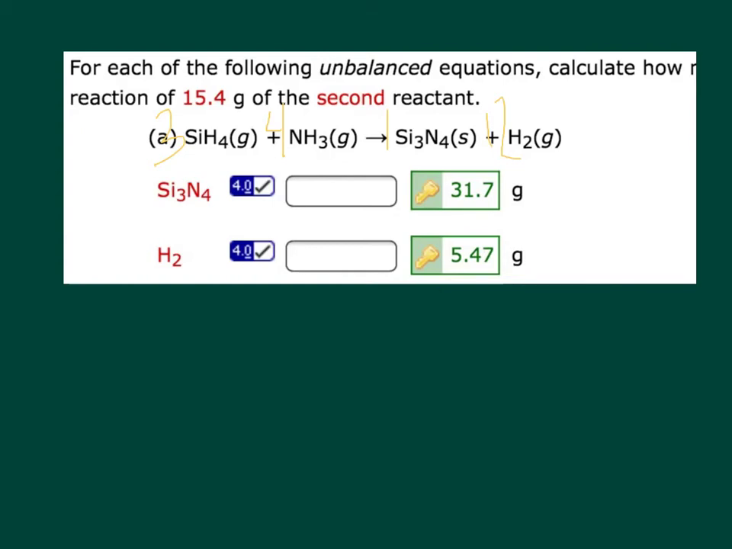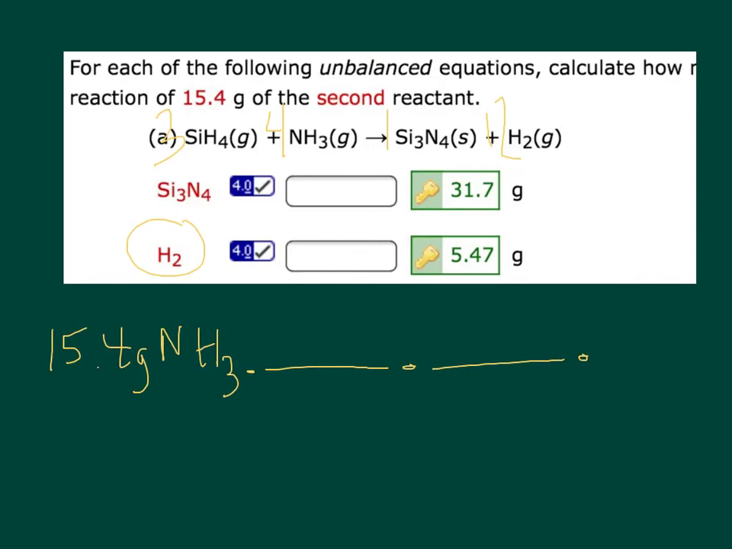Now we'll start over and work for the H2, but we still start again with the 15.4 grams of the second reactant, which is NH3. Try to squeeze it all in here. And again, we'll have 3 lines. Here's the exact same stuff as we had before. So 1 mole of the NH3, which I'm not going to squeeze in there, 17.03 grams of the NH3.